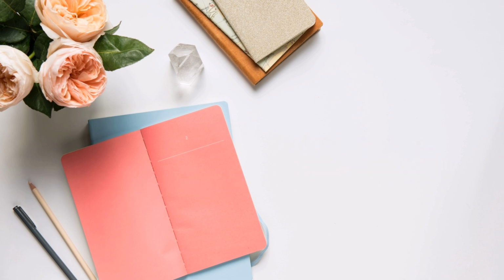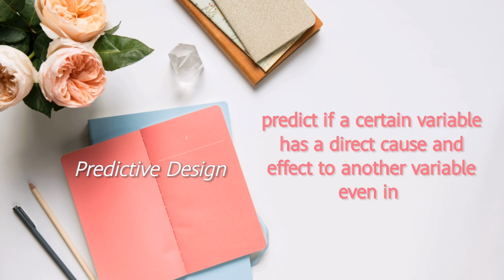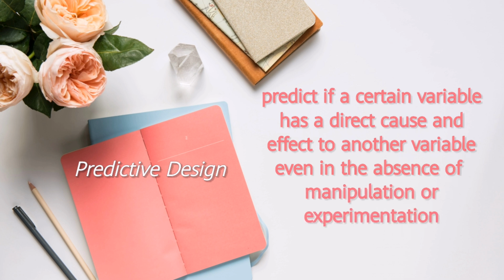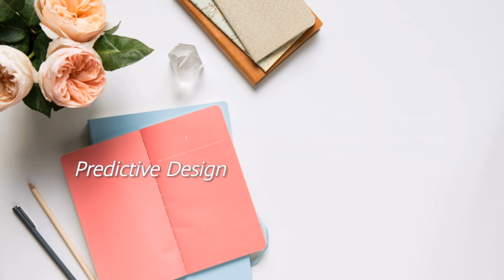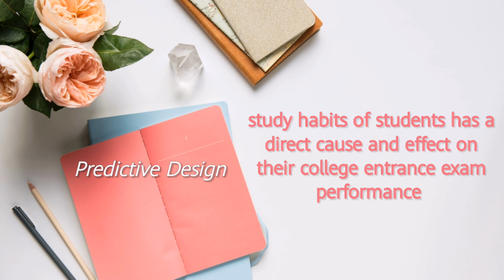The next design is predictive design. The chief goal of predictive research design is to predict if a certain variable has a direct cause and effect to another variable, even in the absence of manipulation or experimentation. For instance, if a researcher wishes to know if study habits of students has a direct cause and effect on their college entrance exam performance, he or she should use predictive research design.